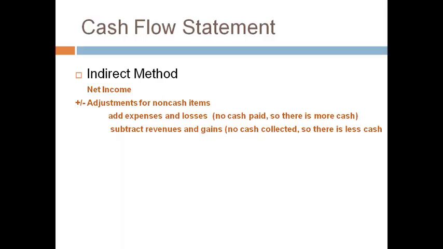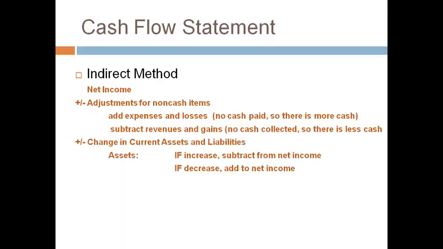An increase in a current asset indicates cash was paid before the expense was incurred and there is less cash, so subtract it. A decrease in a current asset can be viewed as the asset was sold, therefore it is an increase to cash.